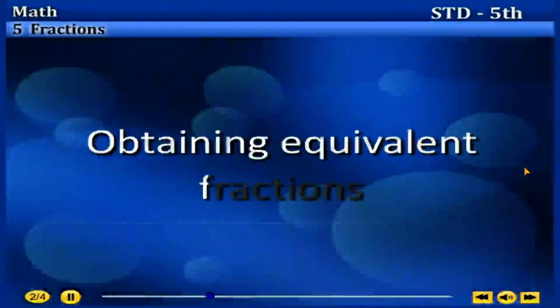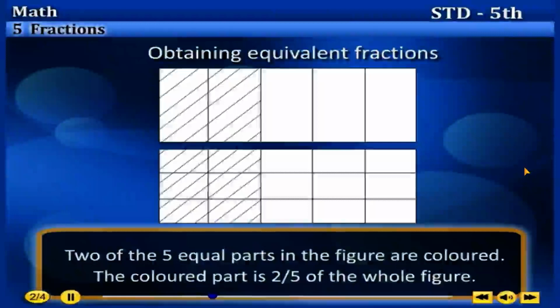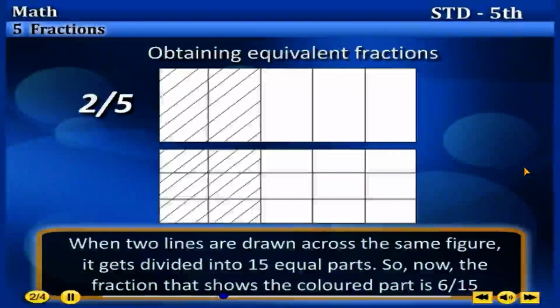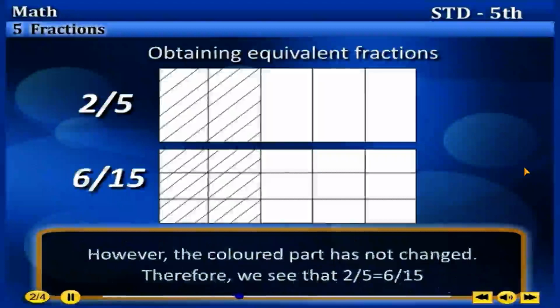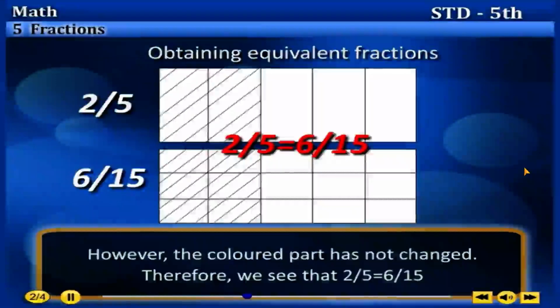Obtaining equivalent fractions. 2 of the 5 equal parts in the figure are colored. The colored part is 2/5 of the whole figure. When 2 lines are drawn across the same figure, it gets divided into 15 equal parts. So, now the fraction that shows the colored part is 6/15. However, the colored part has not changed. Therefore, we say that 2/5 equals 6/15.